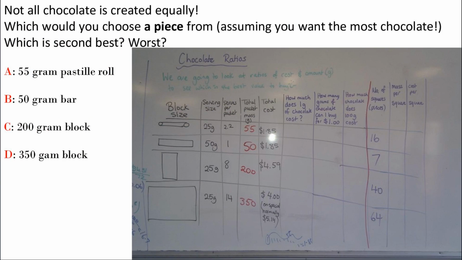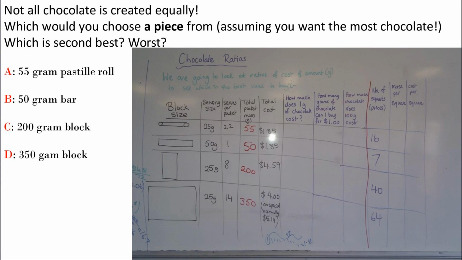I actually walked into class with 4 blocks of chocolates: a 55-gram pastille roll, a 50-gram snack bar, a 200-gram block, and a family-sized 350-gram block. That's a gram, not a gam. And I said, which one would you like a piece from? Which would give you the most chocolate?